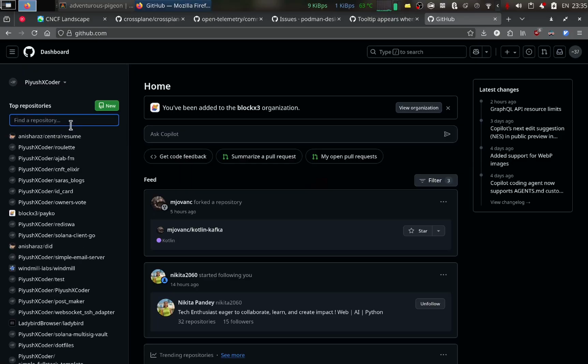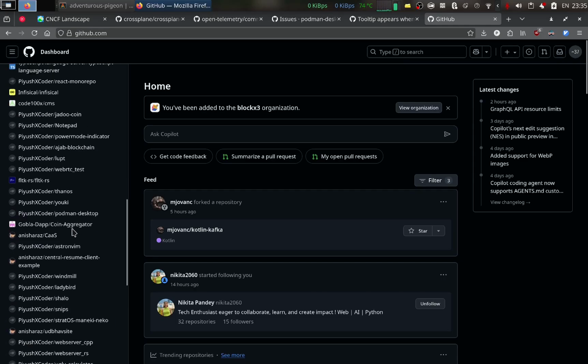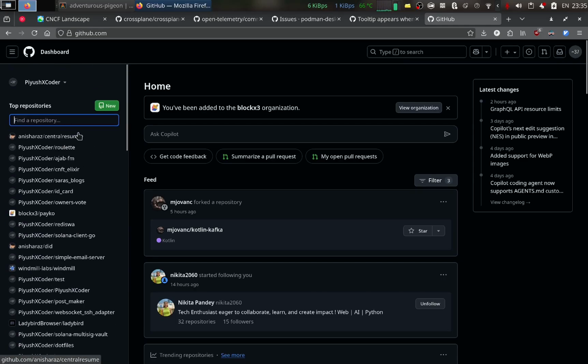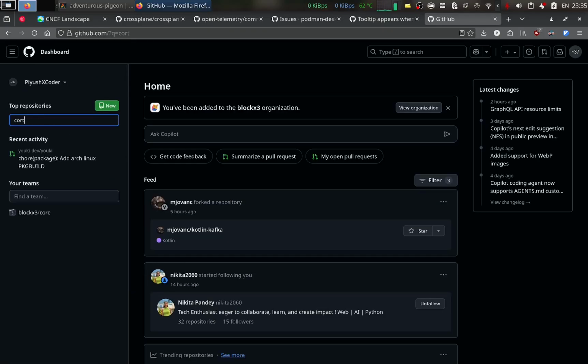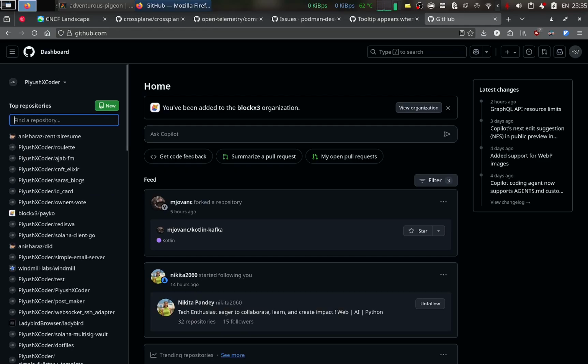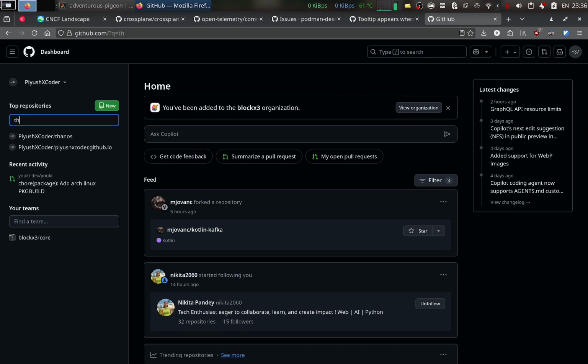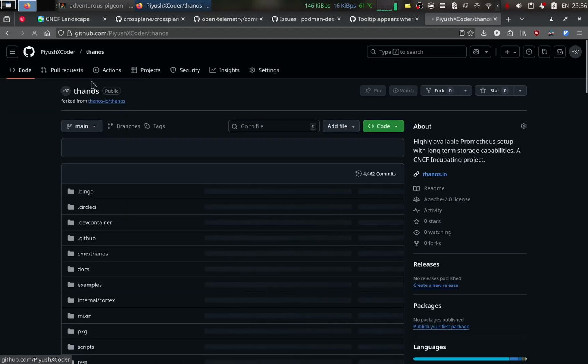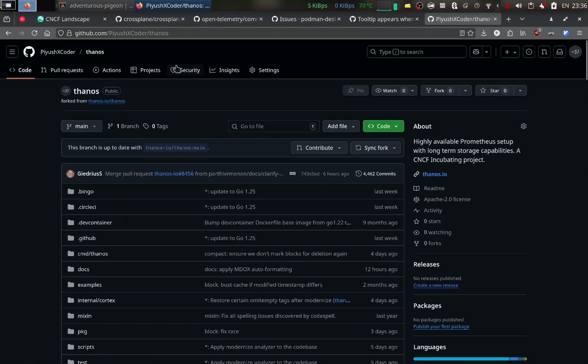Also, today I did fork a repository, Thanos. And also I did try to run Cortex. I failed because I don't know, it just crashed.